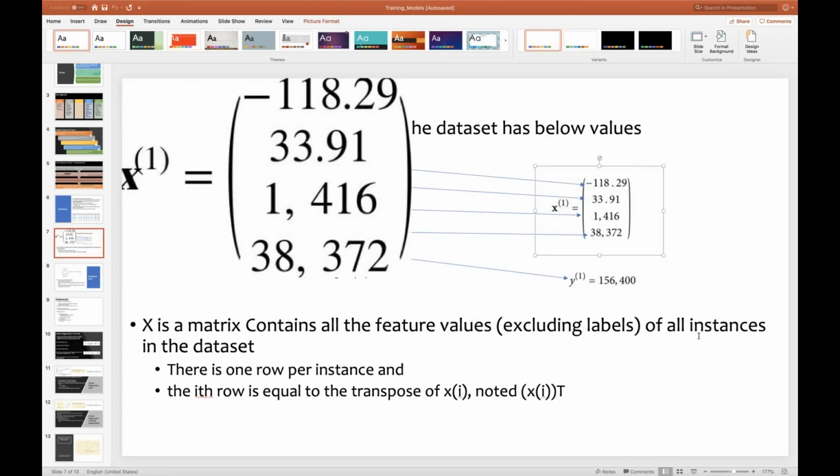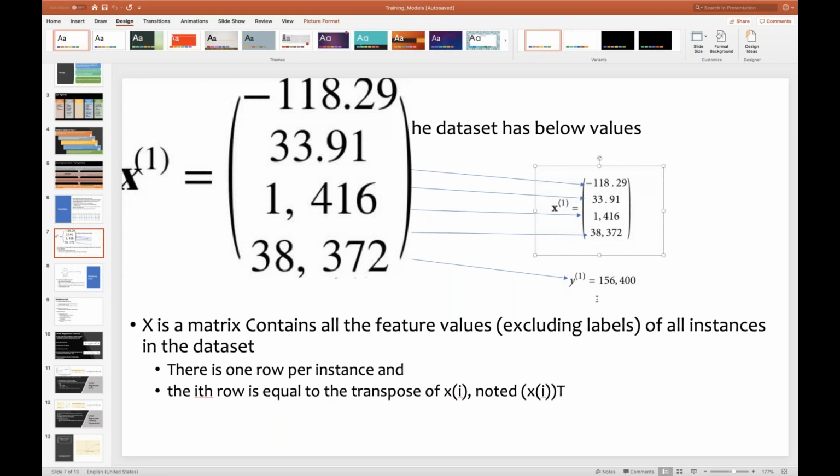Now, guys, this is x of I, or x of 1. X of 1 is the first instance run. Now try to understand. Within this x of 1, you have minus 118, you have 33.91, you have 1416, you have 38,372. Now what is this x? This is a matrix. What is it containing? It is containing all feature values. Again, don't confuse between labels, features, predictors. Don't worry about it. It's straightforward.